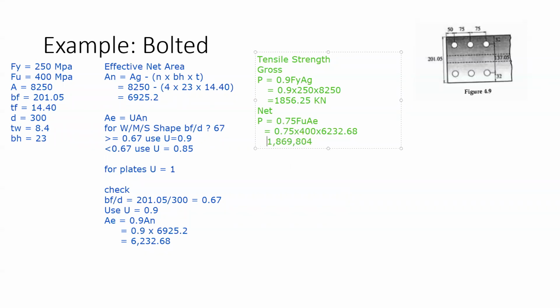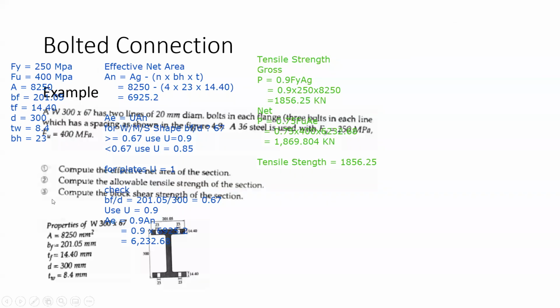Or divided by 1,000 to get this in kilonewton, this is simply 1,869.804 kilonewton. Okay, and then from here we choose the smaller value, therefore the tensile strength is equal to 1856.25. And then lastly, let's go to our last question.